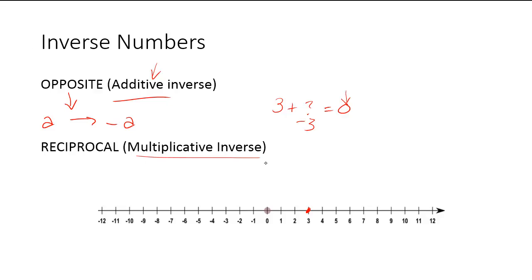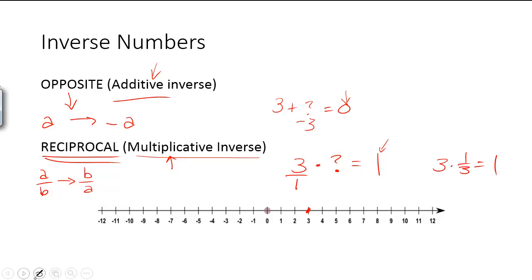A reciprocal is a multiplicative inverse. So say you wanted 3 multiplied by something to get 1. Remember, in multiplication, 1 does not change anything, so that's why the identity is 1. 3 times what is 1? Well, the only way to get 3 to cancel out into a 1 would be to multiply it by its reciprocal, which is the flip. 3 times a third would be 1.